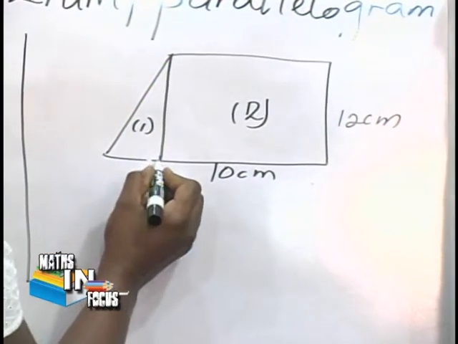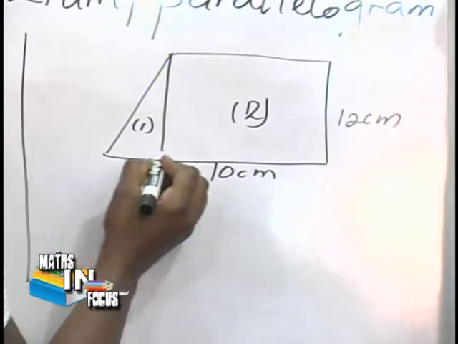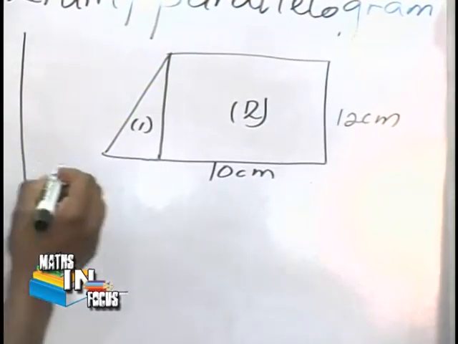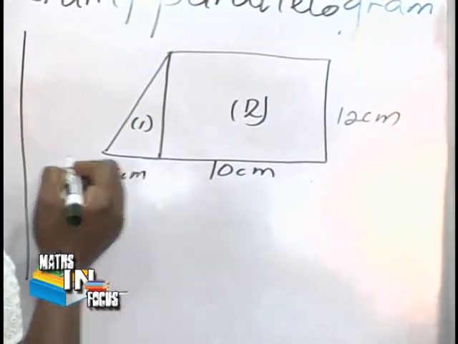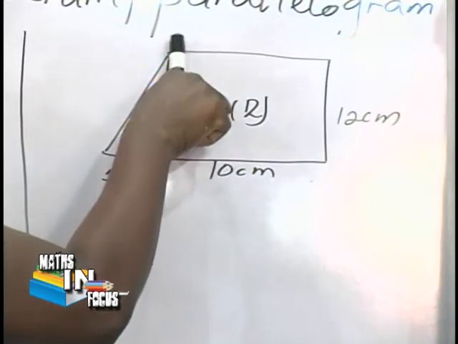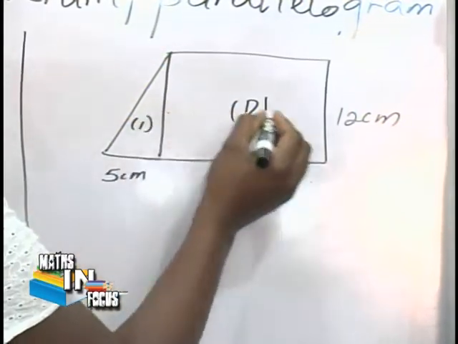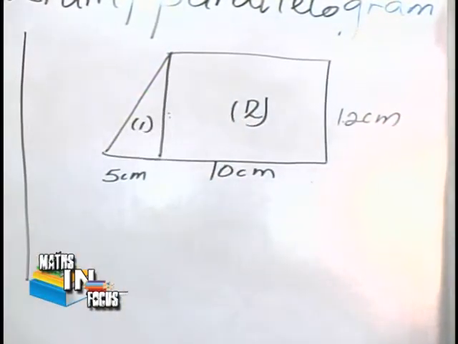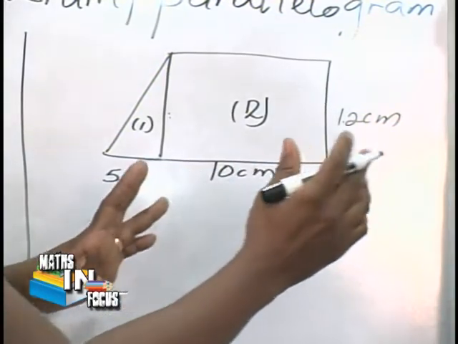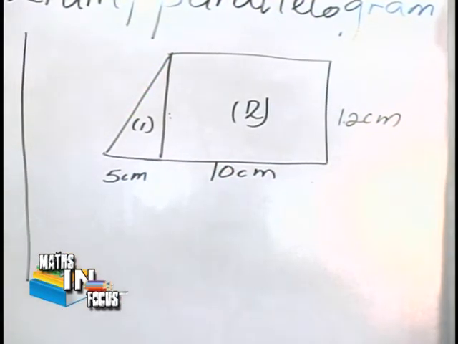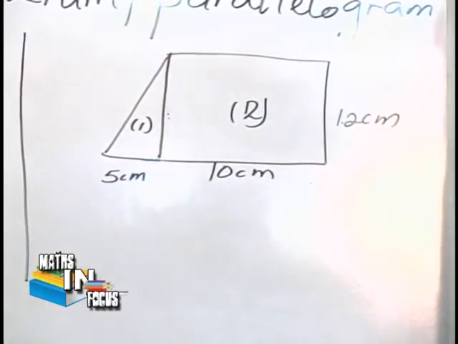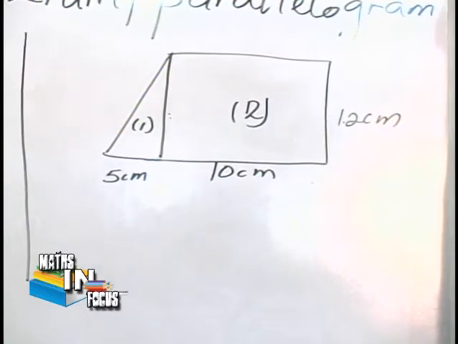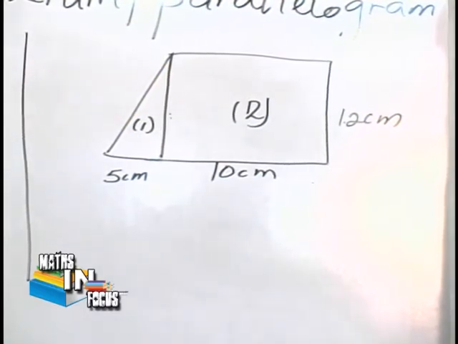What is the base of this triangle here? The length of the base? 5 cm. And what is the height? 12 cm, the same height across here. So to find the area of that trapezium, we're going to find the area of the rectangle, find the area of the triangle, and sum them up. And when we finish, we're going to try a second method, which is half the sum of the parallels.